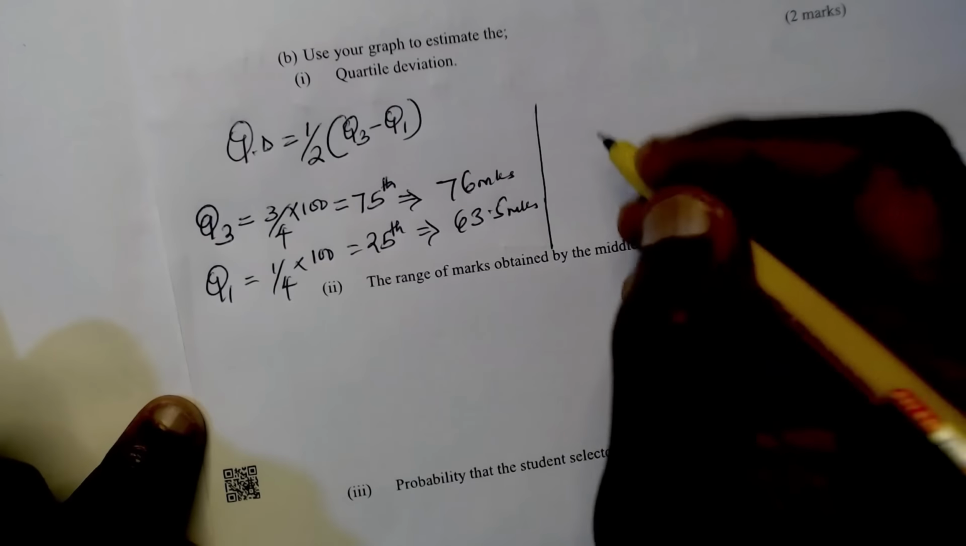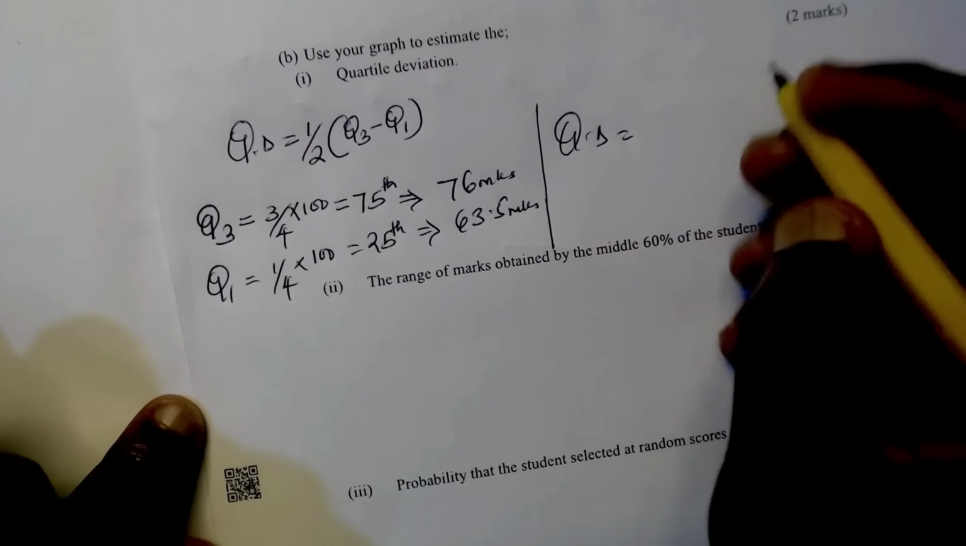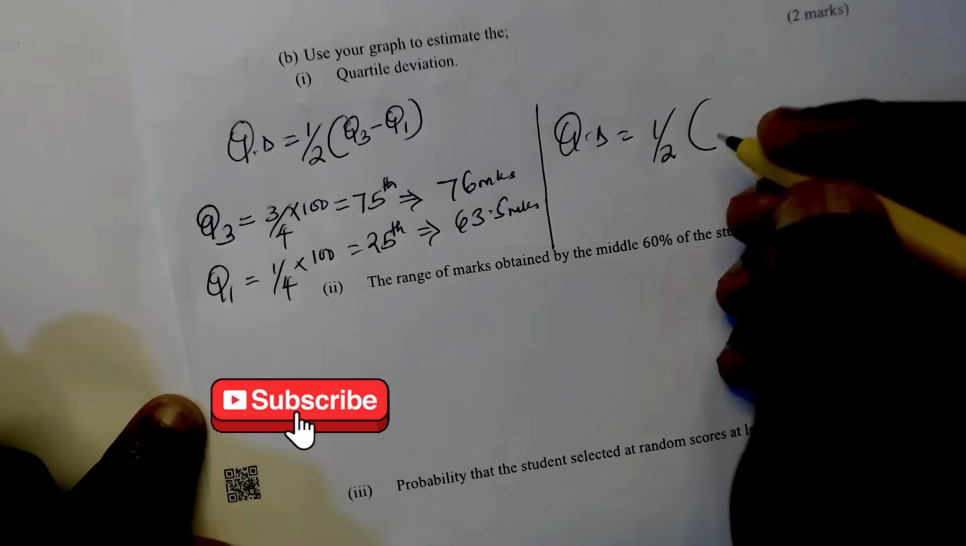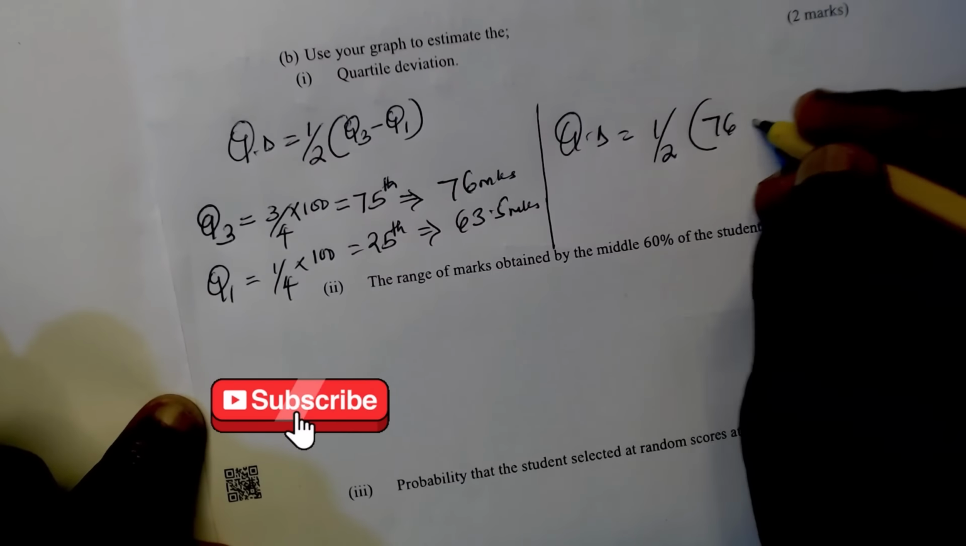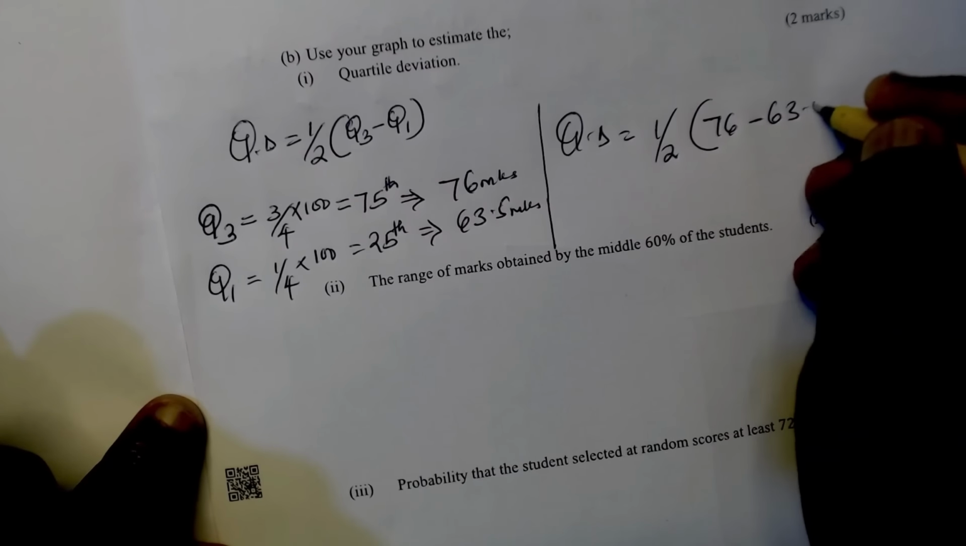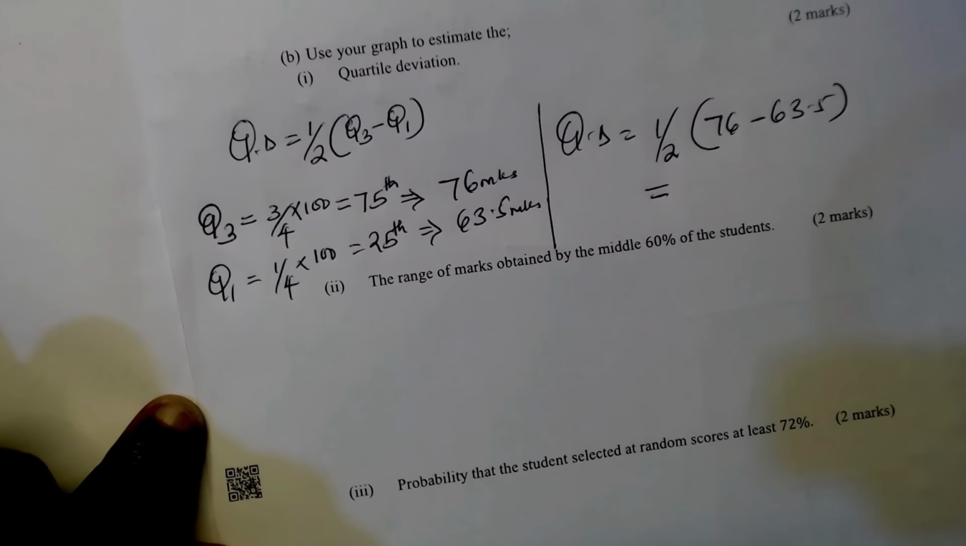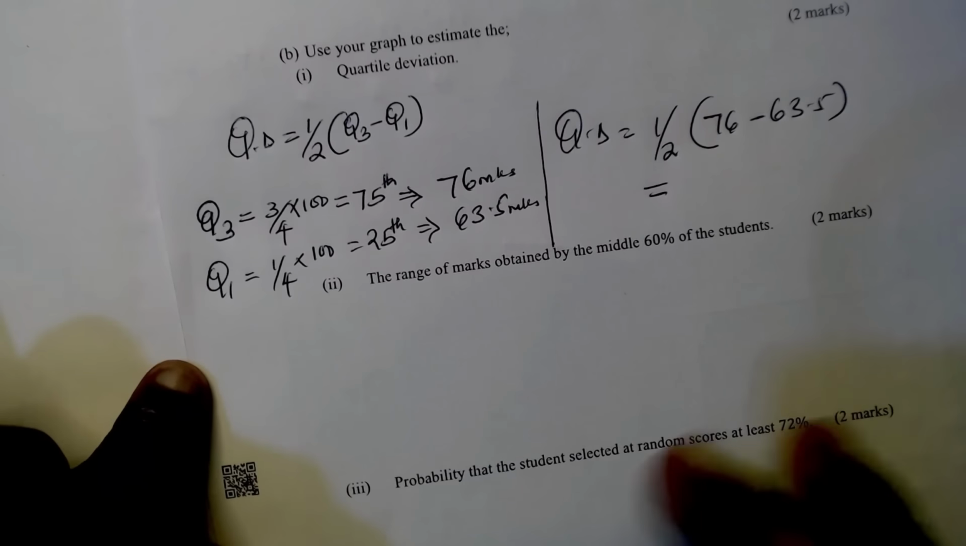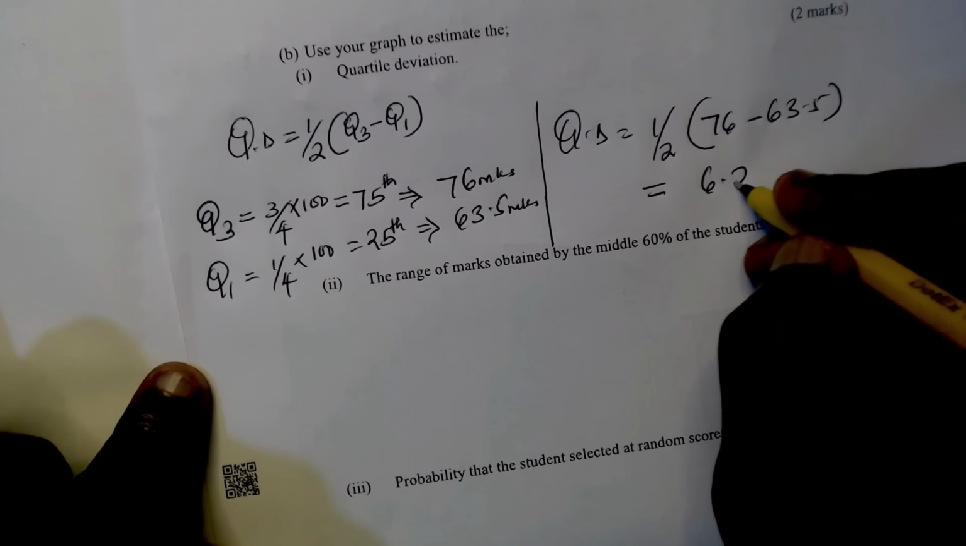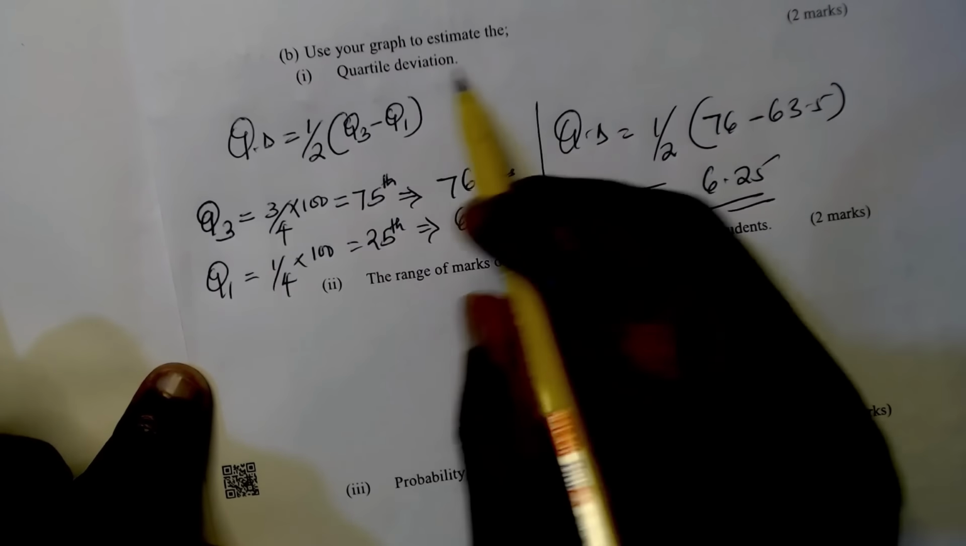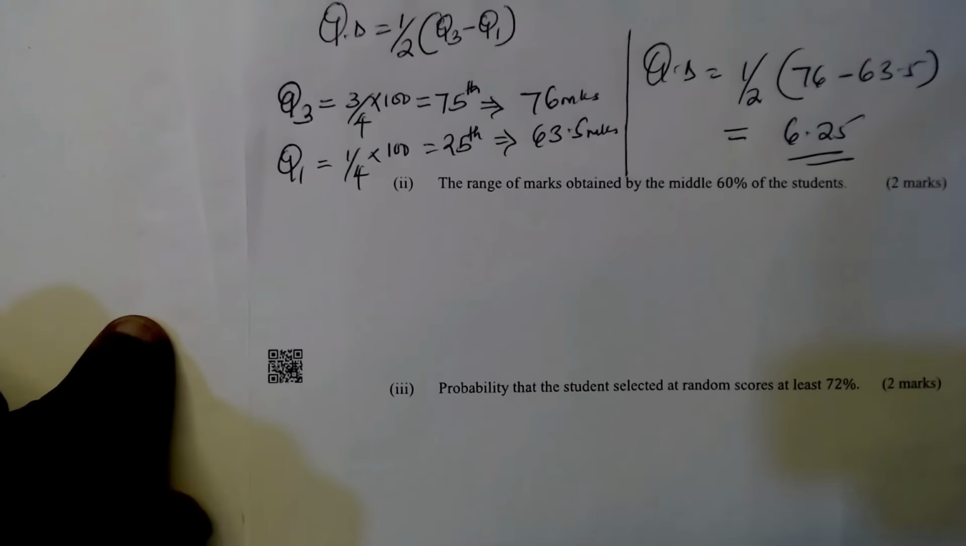Now after getting that, you can get the quartile deviation, which is half multiplied by Q3. Q3 is 76. Subtract 63.5. And this will give 6.25 as the quartile deviation. Now we go to the next question.